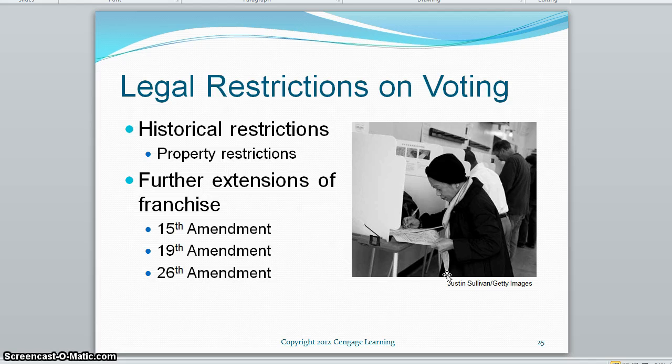In 1870, African Americans were extended the right to vote through the 15th Amendment, though Southern white racism created obstacles to true participation until the 1960s. In 1920, women were granted the right to vote with the 19th Amendment, and in 1971, younger people were granted the right to vote with the 26th Amendment, which lowered the voting age to 18.